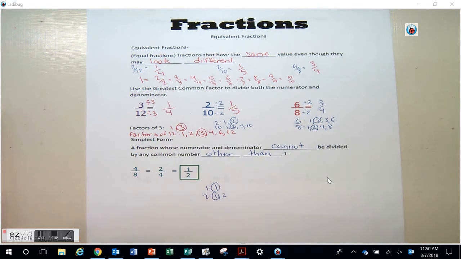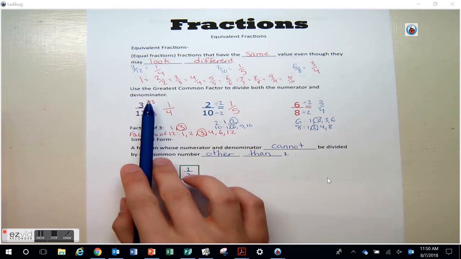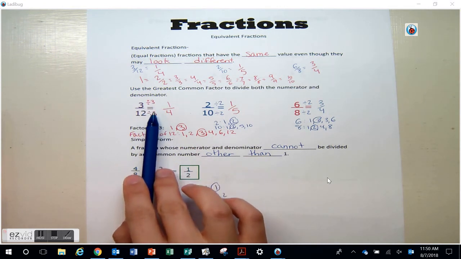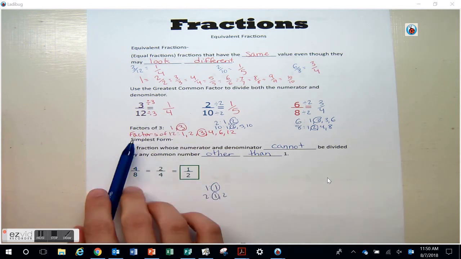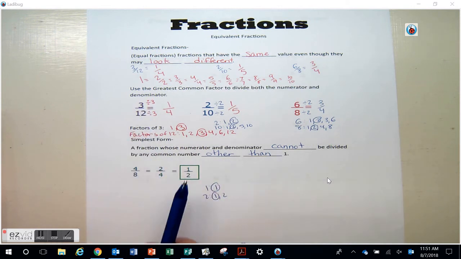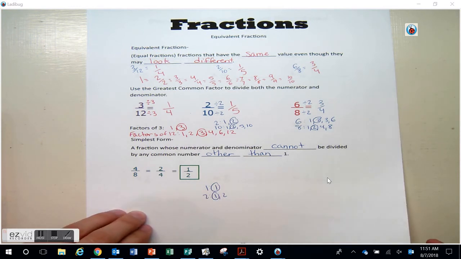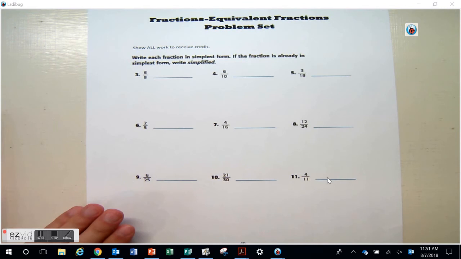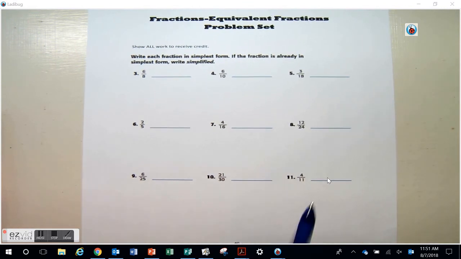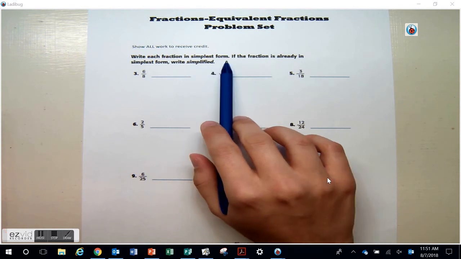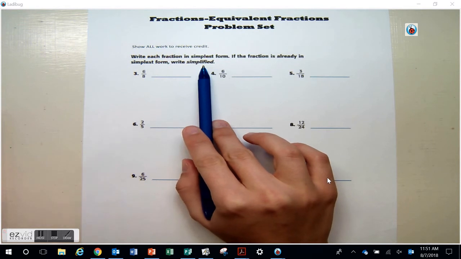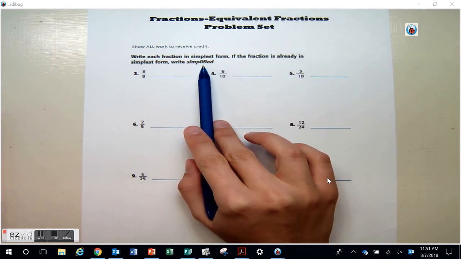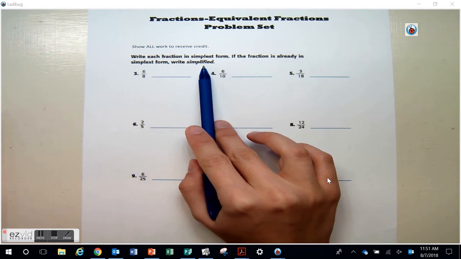Well, that's it. That's how you find equivalent fractions. You can divide or multiply by the same number on top and bottom and get an equivalent fraction. But when we're simplifying, we're always going to divide so that way we have no more common factors between the numerator and denominator. Let's go ahead and practice on our problem set. Write each fraction in simplest form. If the fraction is already in simplest form, write simplified. Now you only need to simplify if something asks for you to simplify. Otherwise, an equivalent fraction is just fine.